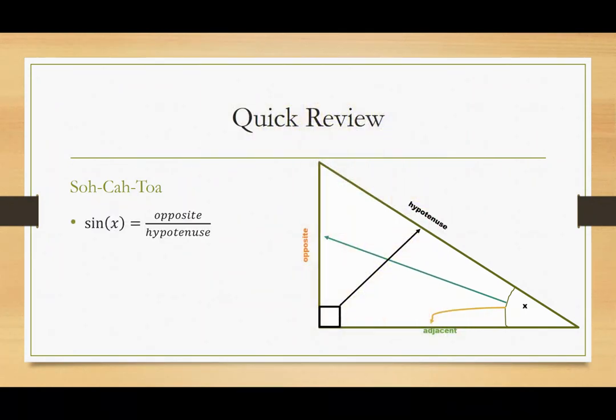This means that the sine of x is equal to the opposite side divided by the hypotenuse. The cosine of x is equal to the adjacent side divided by the hypotenuse. And the tangent of x is equal to the opposite side divided by the adjacent side. Please make sure you understand these ratios before you move on.